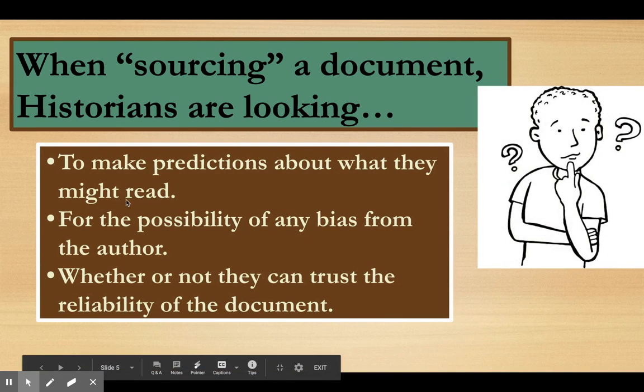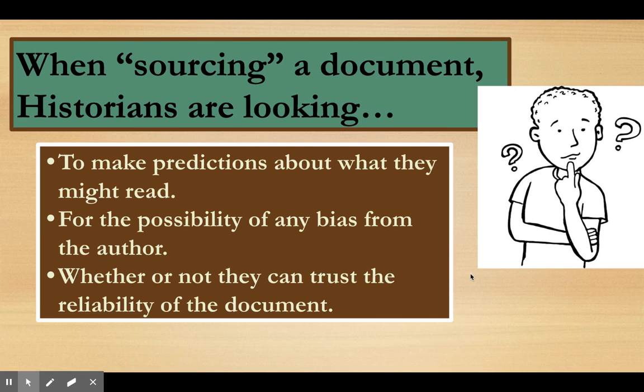When sourcing a document, historians look at making predictions about what they might read, and that's based on who wrote it. Okay, if they see what the source is or who the source is, we as historians look for bias. Bias is when you feel strongly about one particular idea over another, you favor it and you want everyone else to favor it, then you might be biased. So we look at whether or not we can trust the document as being reliable, because that's important also.